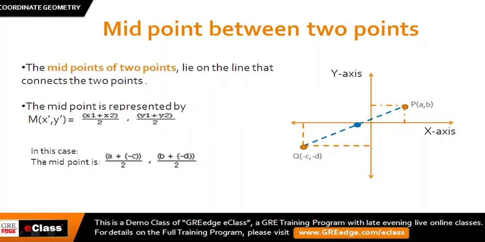So the midpoint is nothing but the average of the coordinates. We are going to add the x coordinates of both the points and divide by 2, and the y coordinates of both the points divided by 2. That will give you the answer.